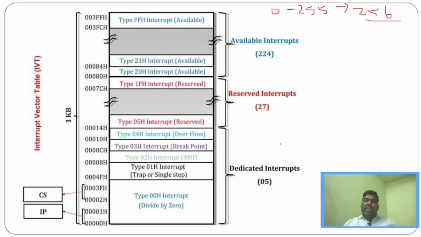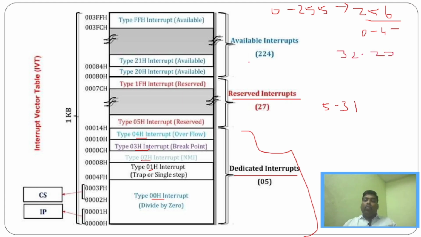These 256 interrupts are classified into three. Interrupts 0 to 4 are called dedicated interrupts. You can see here 0, 1, 2, 3 and 4, all of these are dedicated interrupts. From 5 to 31, they are called reserved interrupts for higher processors. And from 32 to 255, totally 224, these are user defined interrupts or available interrupts.